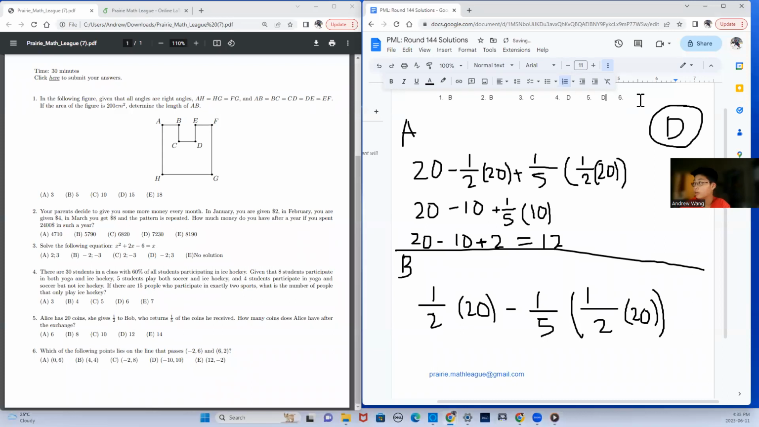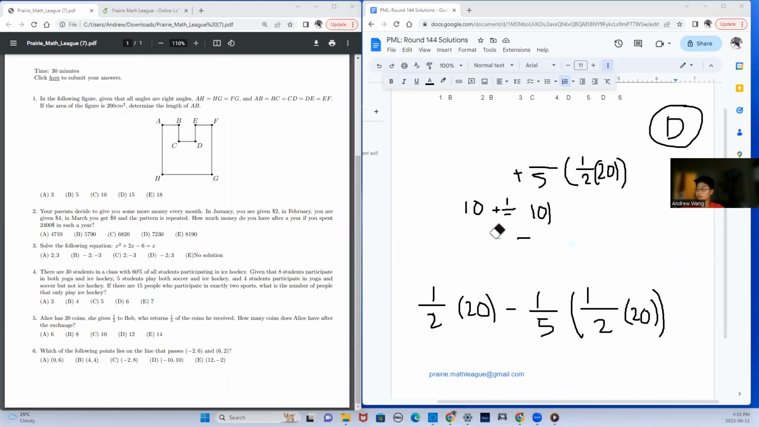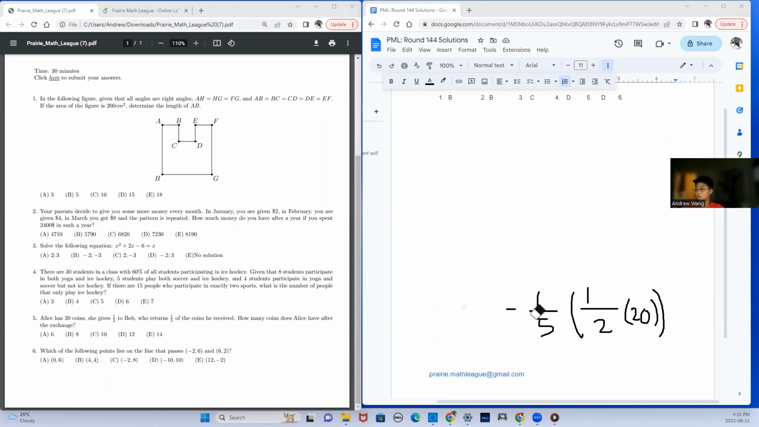And we're going to record that. Now let's move on to question 6 and erase all of this. So question 6, I'll read it out. Which of the following points lies on the line that passes through points -2, 6 and 6, 2?